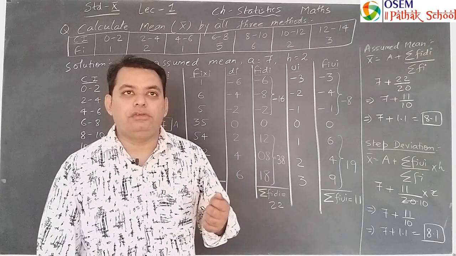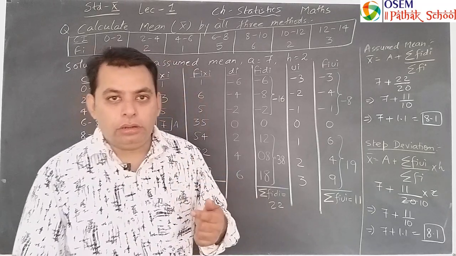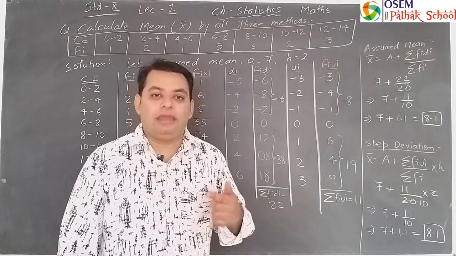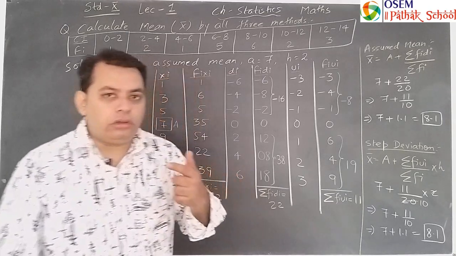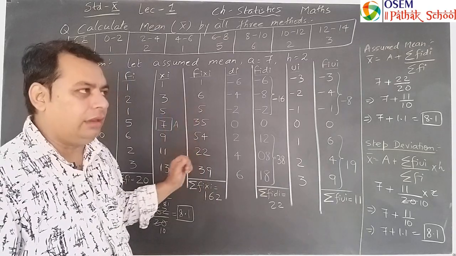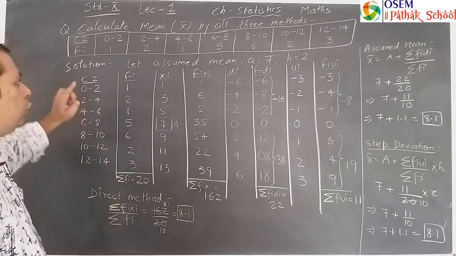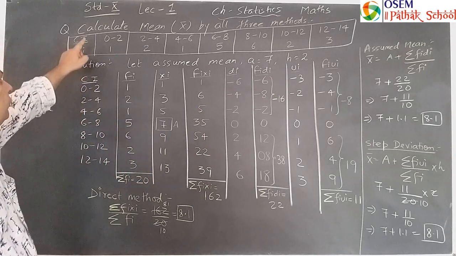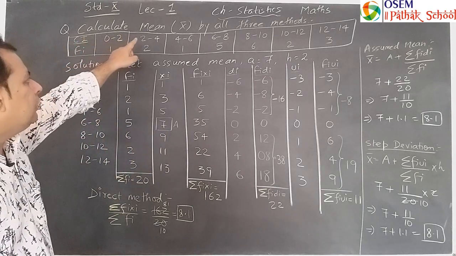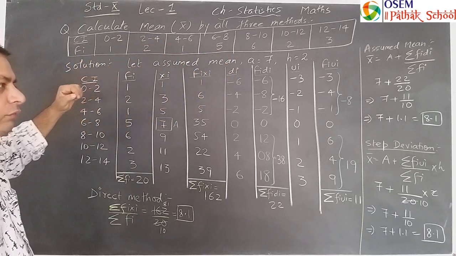I have already discussed that the mean has three methods: the direct method, the assumed mean method and the step deviation method. Out of the three methods, we will get the same answer in all three. I am doing a revision of that. A question has been given over here: calculate the mean by all three methods. We have discussed it, but this is just a short revision.